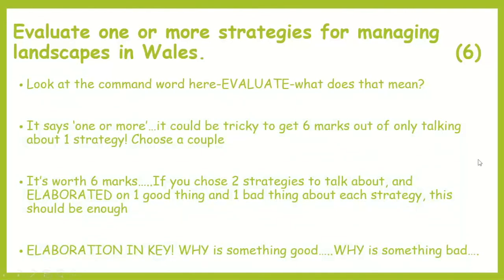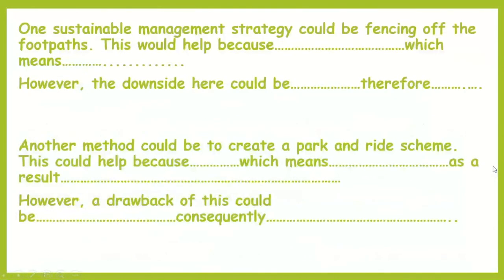Now, this is the first time you've tried one of these questions, so I have provided you with a writing frame here. You don't have to use the strategies that I've put in the writing frame. I've gone for fencing off footpaths and I've gone for the park and ride scheme. You could do the bins, you could do the planning permission, you could do whatever you want, okay? But the secret is talk about why it's a good thing, elaborate. Talk about why it's a bad thing, elaborate.